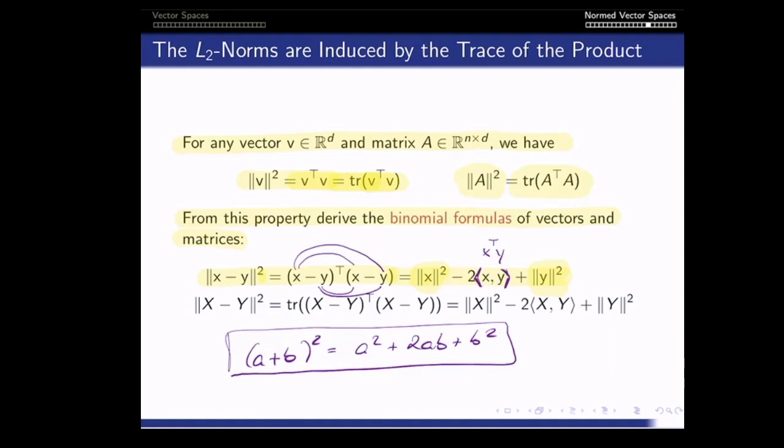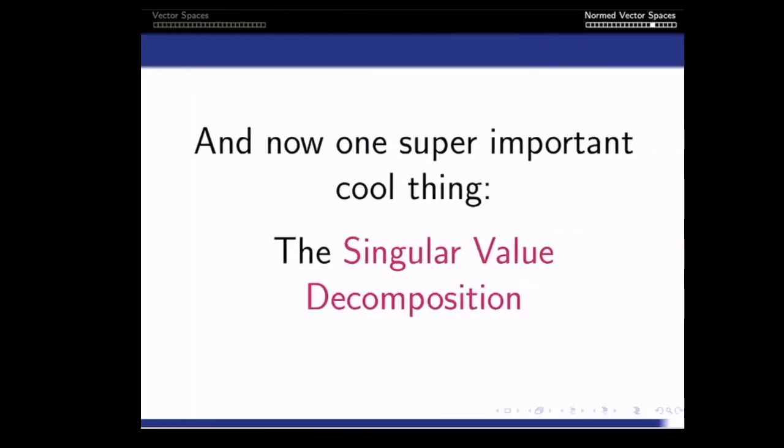And the same we can do with matrices here. So here we have the norm of x minus y, and then we insert here the definition according to the trace. And then we do again the same, just apply the distributivity, and then we arrive at this formula here. And then this term here, which is the inner product of two matrices, this is defined as the trace of x transpose times y. So this we will need quite a lot.